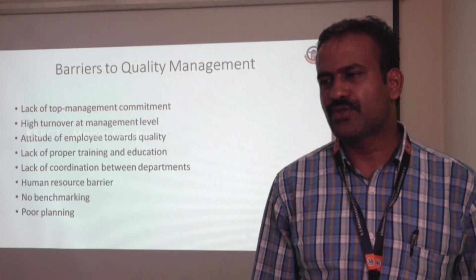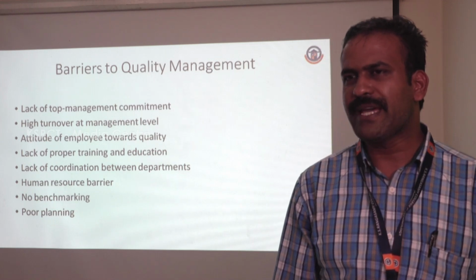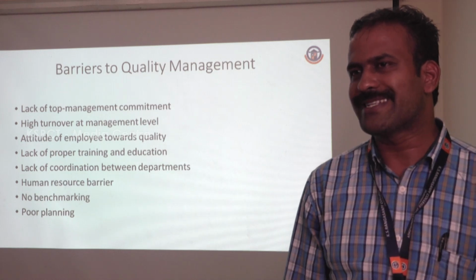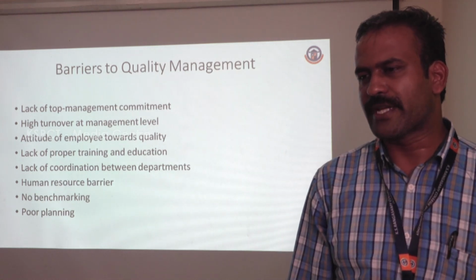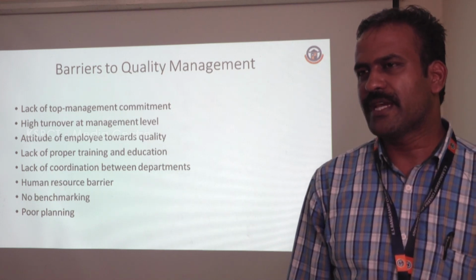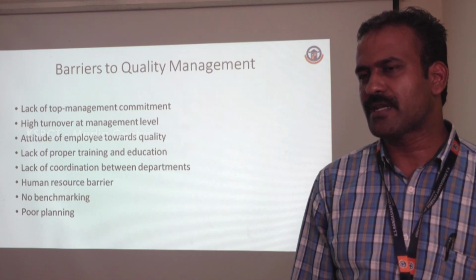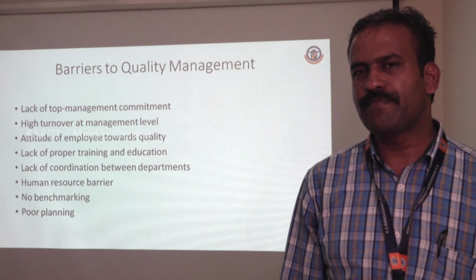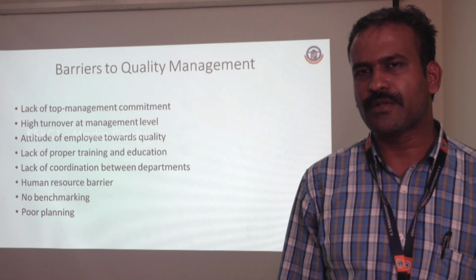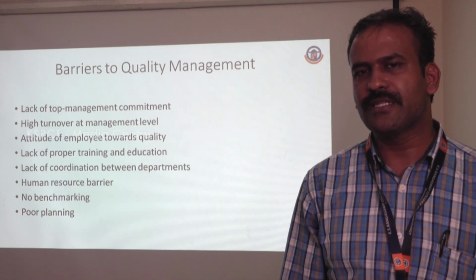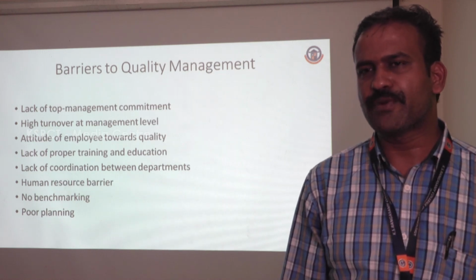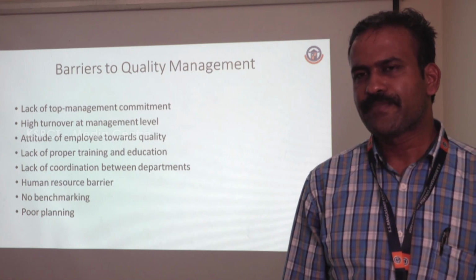Then the next one is the barriers to quality management. What are the barriers or hurdles to implementing TQM in a particular industry or in the production of a particular product? One is the lack of top management commitment. Each and every company, each and every industry, has top management people, the owner of the organization or industry. Top management people definitely give more contribution to new changes, new technology involvement, or improving the education of existing workers. These are some contributions to the management.